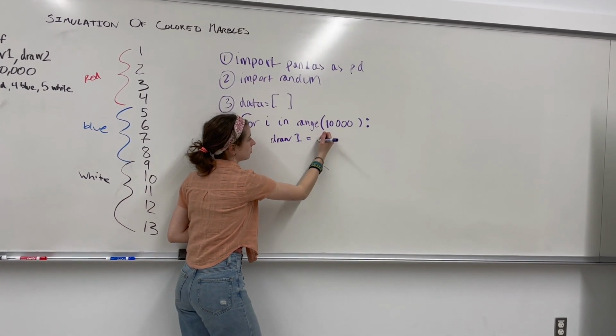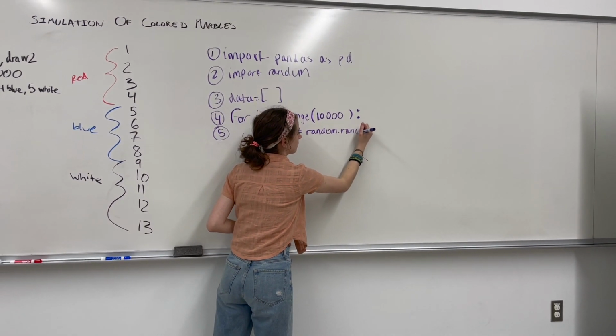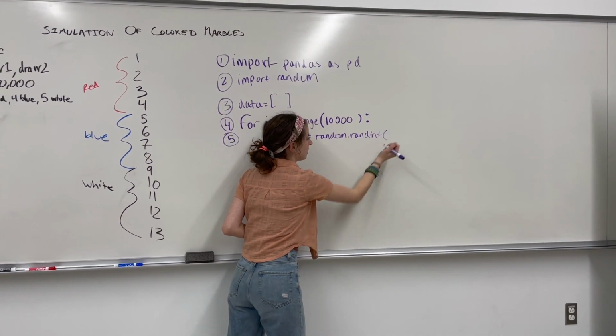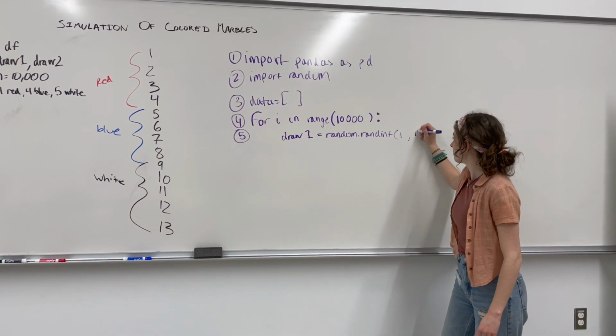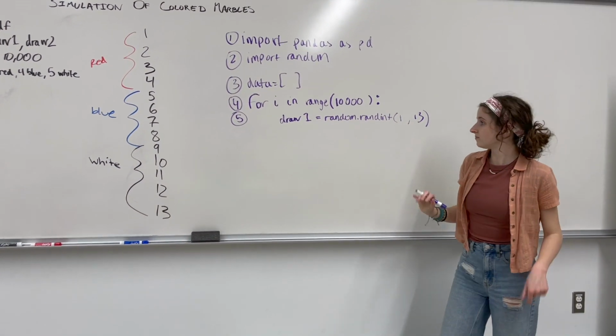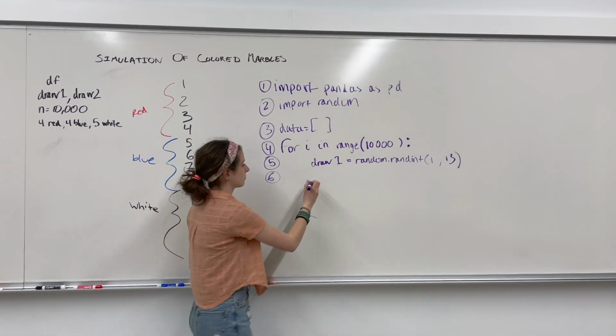Draw 1 equals random.randint. And then the two arguments are just the beginning of the range and the end of the range, 1 through 13. The second line is just the same because you're drawing with replacement.